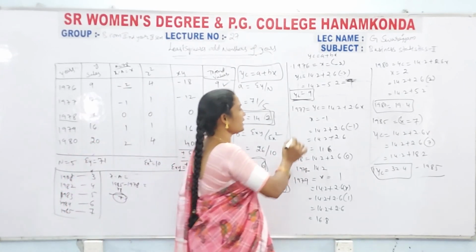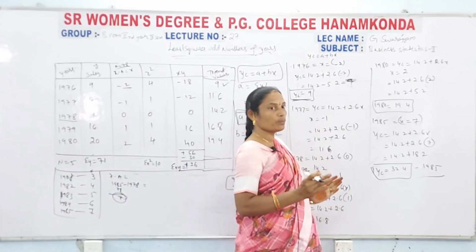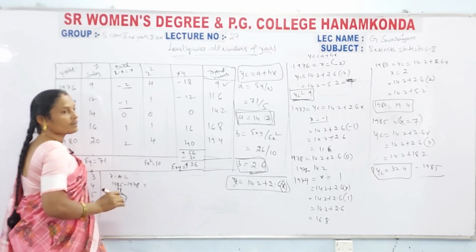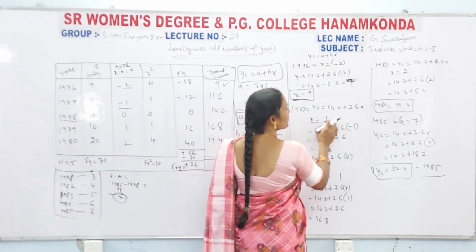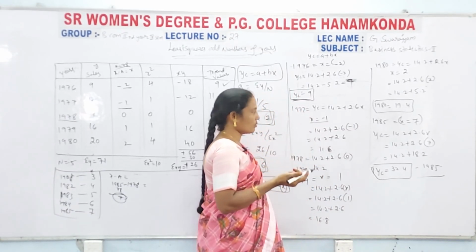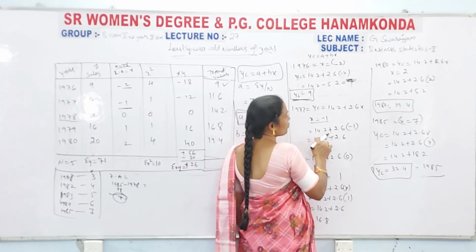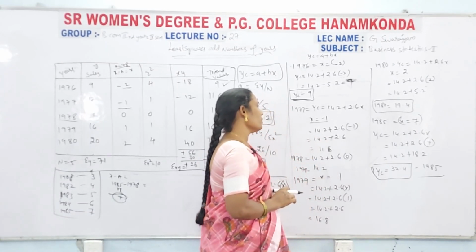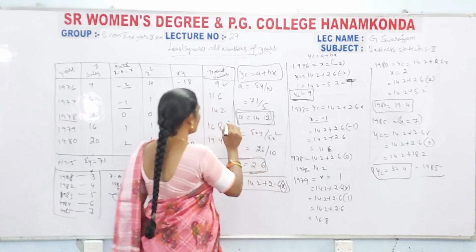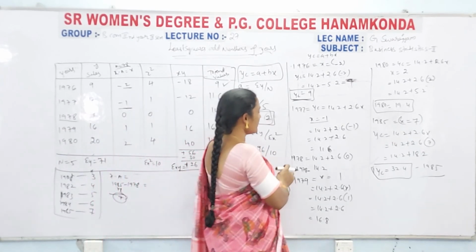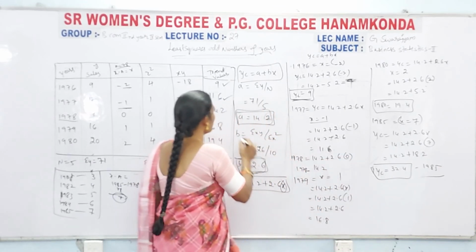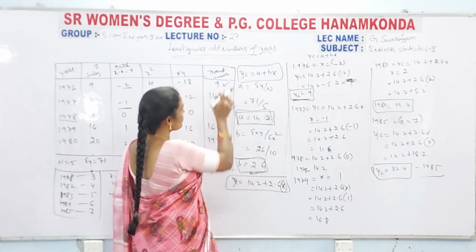Then next, for 1977, YC is equal to 14.2 plus 2.6x. So here, in 1977, the x value is -1, -1 into 2.6, minus into plus is minus, -2.6. 14.2 minus 2.6 is 11.6. Next we have to write here 11.6. Next, for 1978, the x value is 0, 0 into anything is 0. So only 14.2, we can write 14.2 here in the trend column.